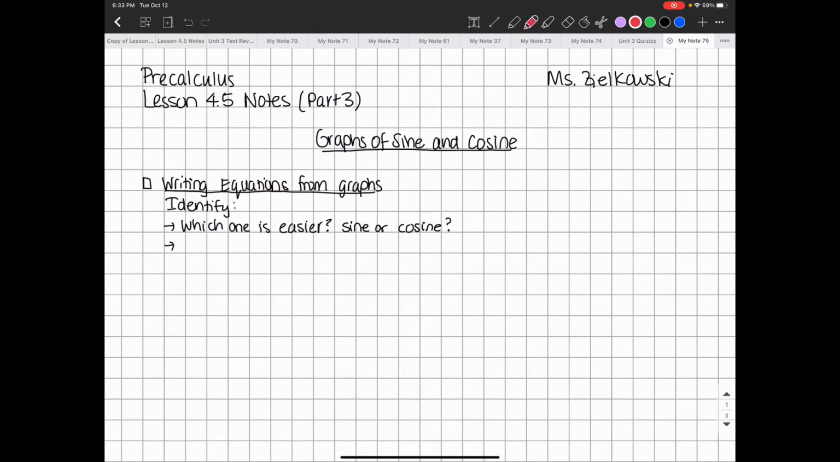The next thing we want to identify from the graph, probably the easiest thing to identify, is what the amplitude is. We know that goes in our equation as the coefficient for sine or cosine. The other thing that we can get from the graph is the period, the horizontal length of one cycle of the graph. And we know that we can use that to find what b is. So we're going to use the period to find what b is equal to.